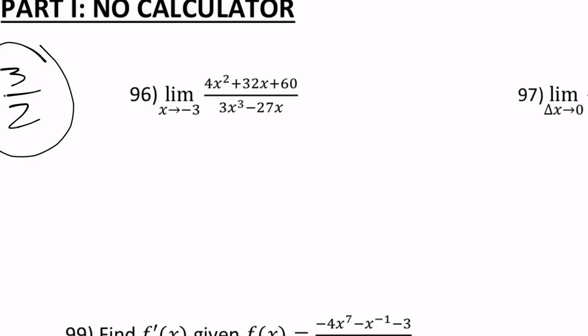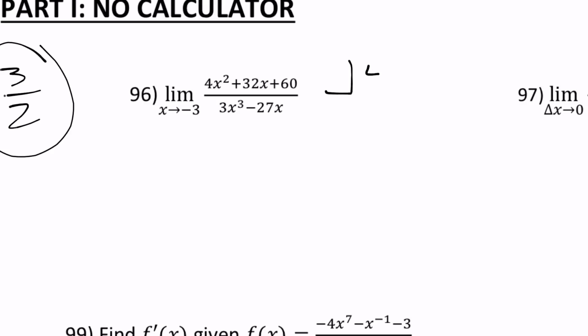All right, 96, limit as x approaches -3. I'm going to go ahead and wager a guess and say that there's a hole here. It could also likely just be an asymptote. You can check quickly by doing some synthetic division.